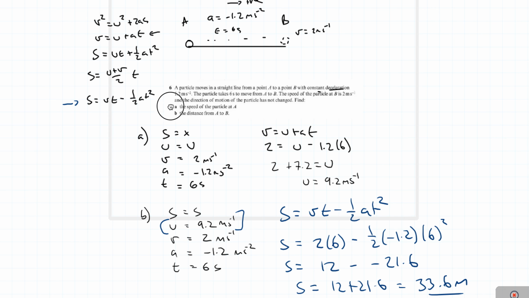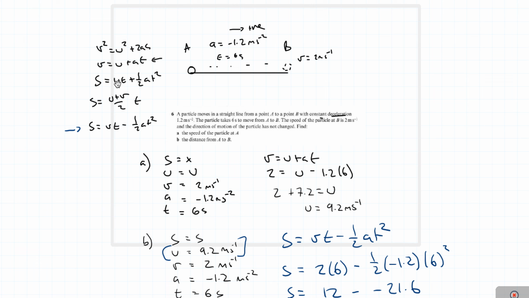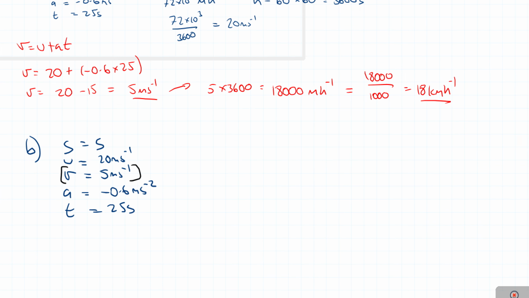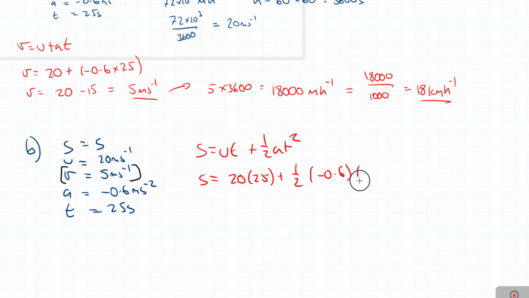So if we go back to our formulas that we wrote before, we're going to use S equals ut plus half at squared, as this is the only equation without V. So we plug this in, it's going to be S equals ut plus a half at squared, and then we plug in our numbers, so S is equal to 20 times 25, plus a half times minus 0.6 times 25 squared.